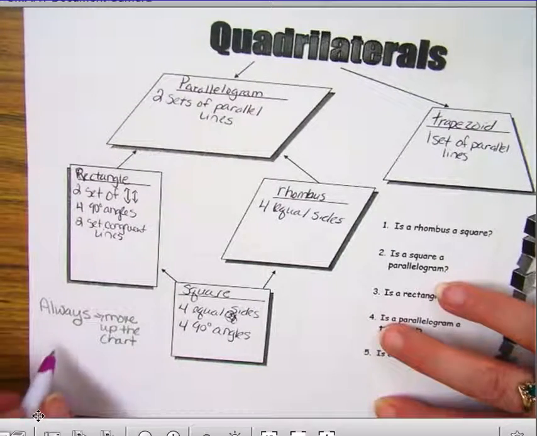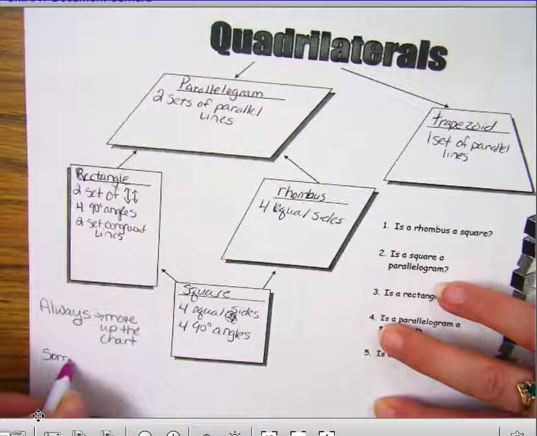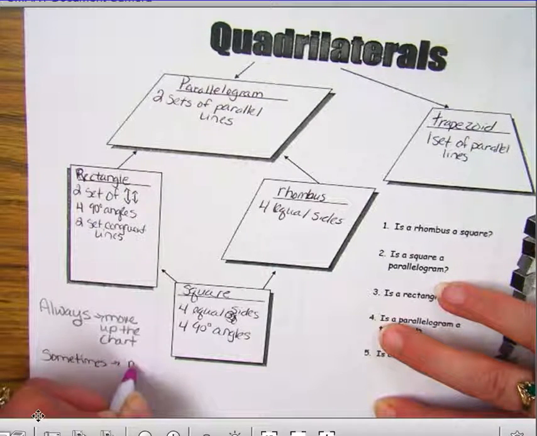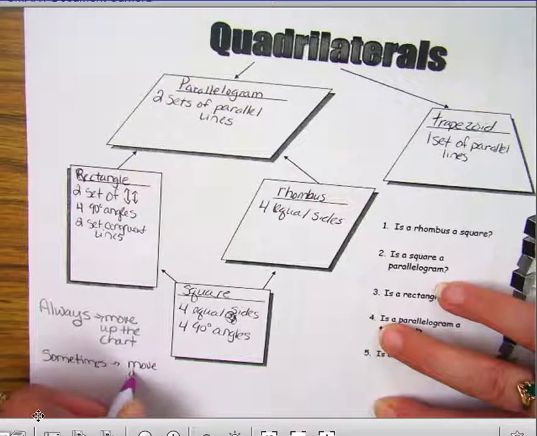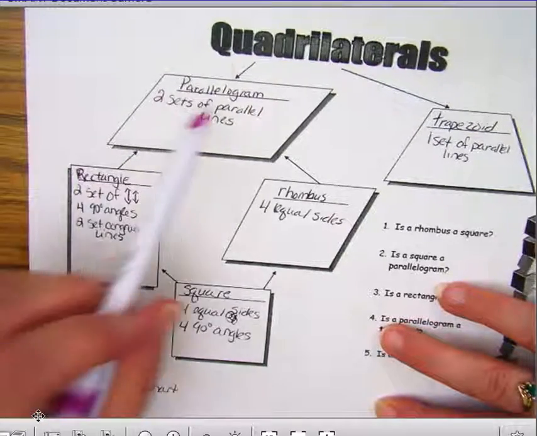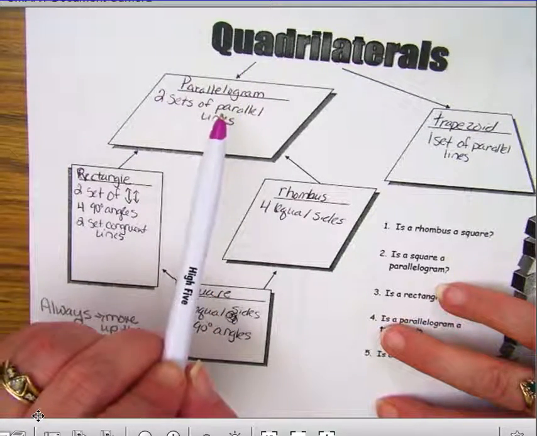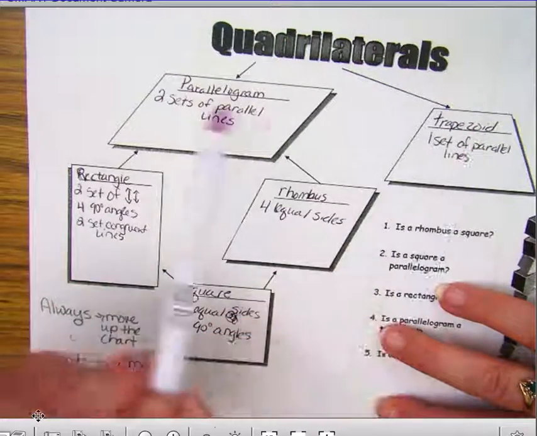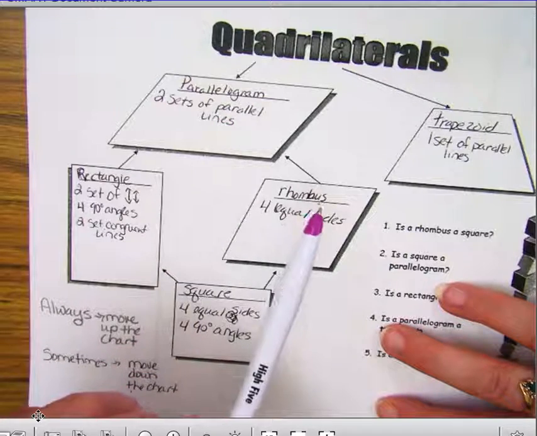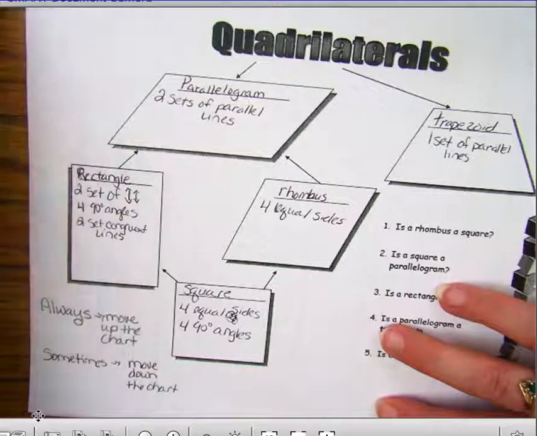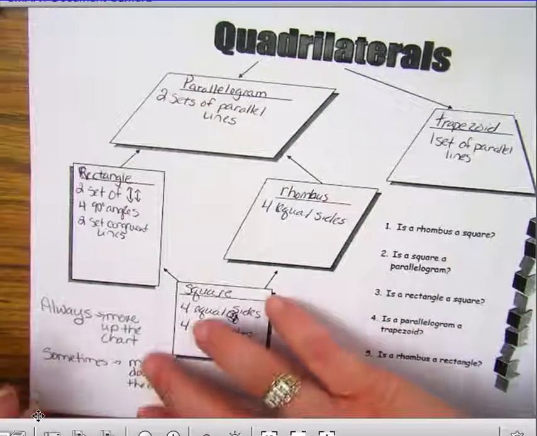If you have sometimes, that means moving down the chart. So sometimes quadrilaterals are parallelograms. Sometimes quadrilaterals are trapezoids. Sometimes parallelograms are rhombuses. Sometimes they're rectangles.